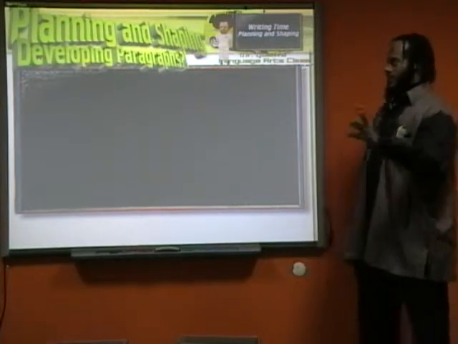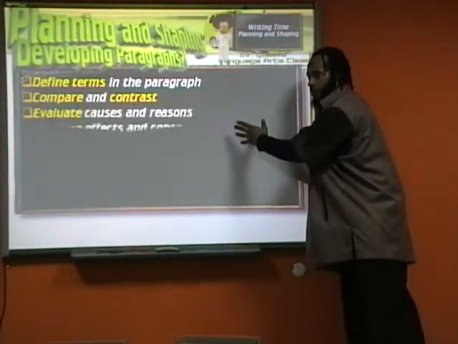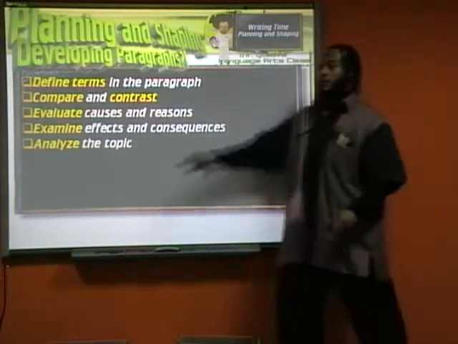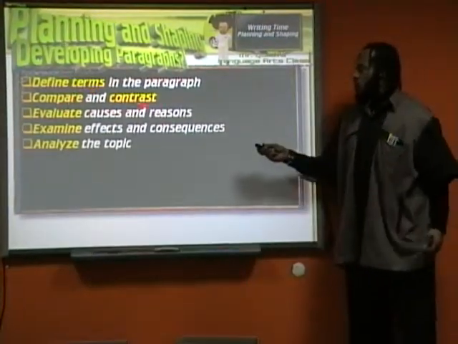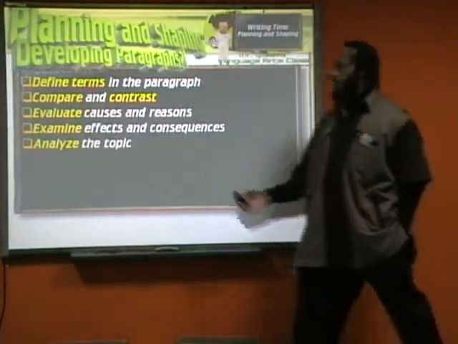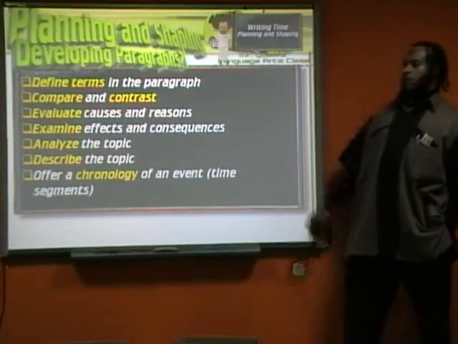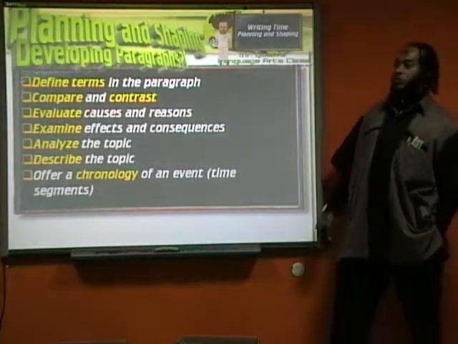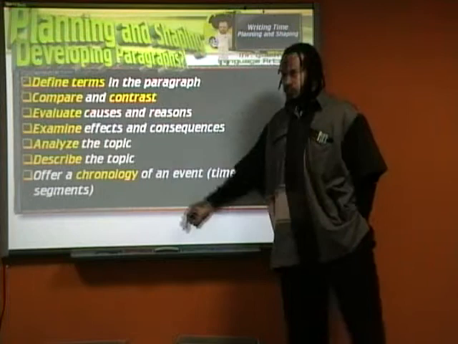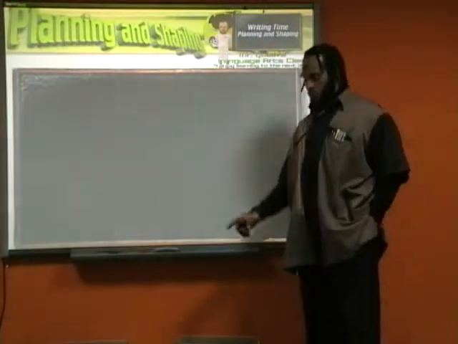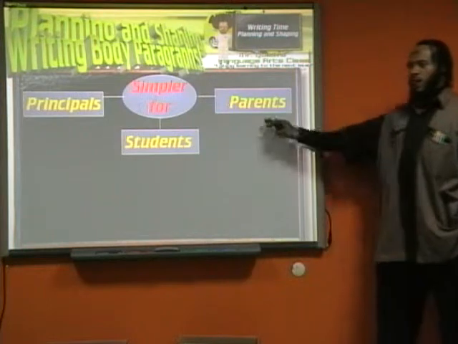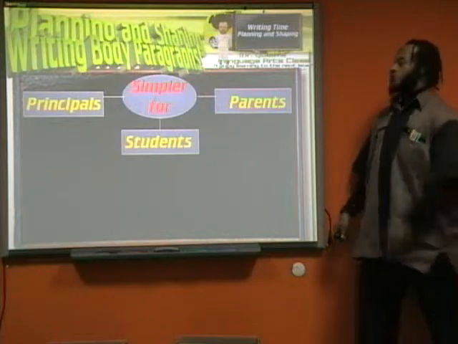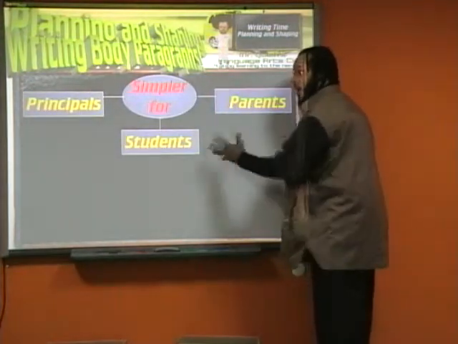Now, we did this yesterday. We went over this yesterday. Other things that you put on the right side: define terms, compare and contrast, evaluate, examine, analyze. These are also things that can be put on the right side, because this is what you do in these paragraphs. Okay? That's not the focus. Don't worry about that. It's not the focus. Let's get back here. Let's stay on focus. Now, question. We got this. Now what?